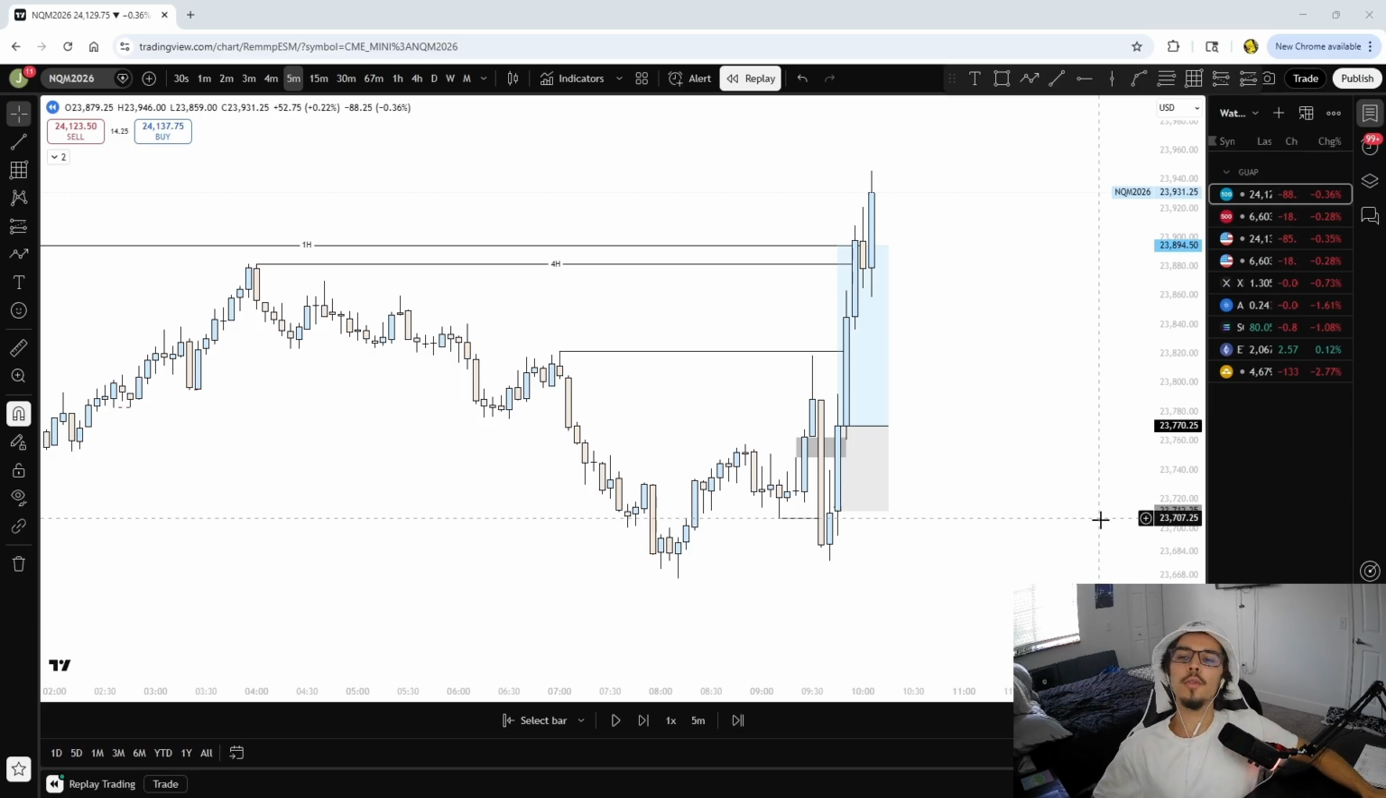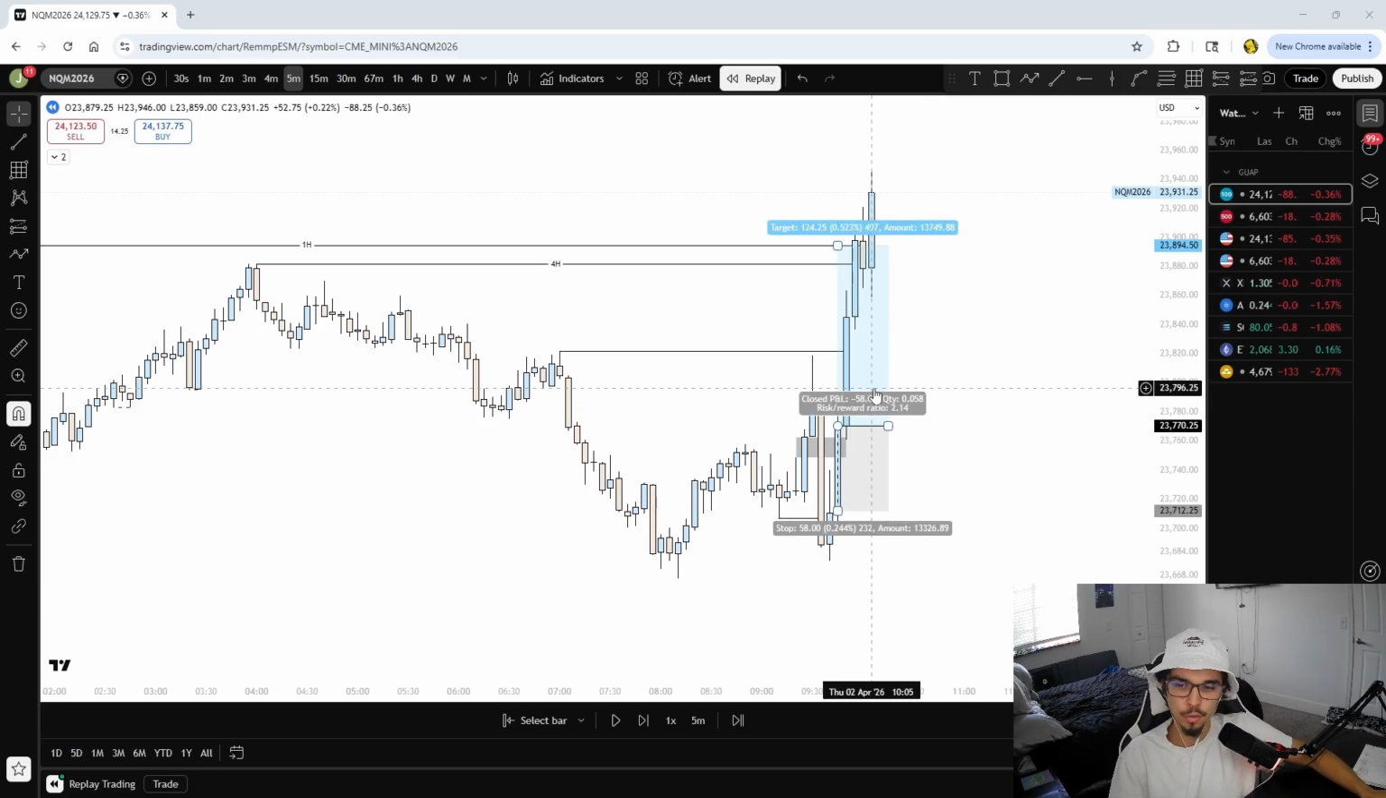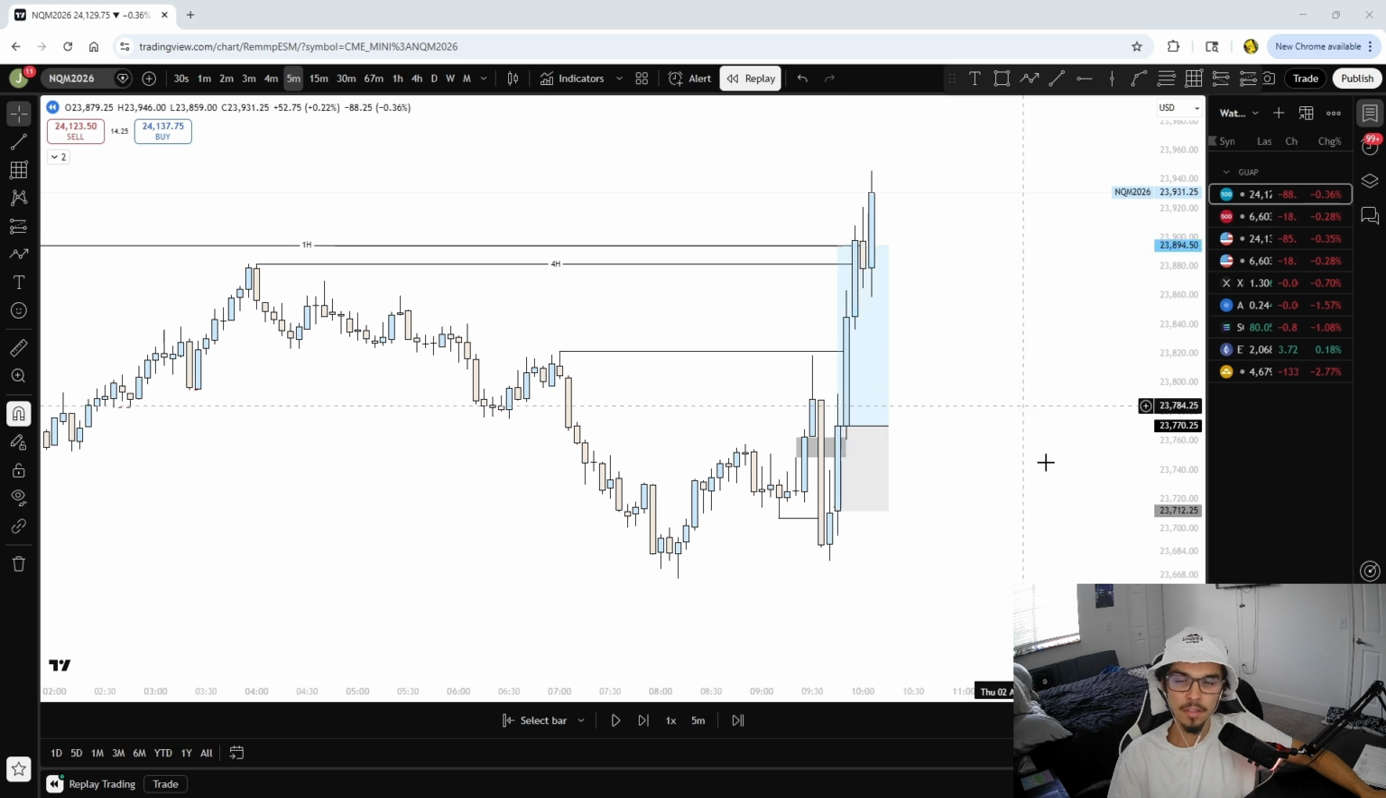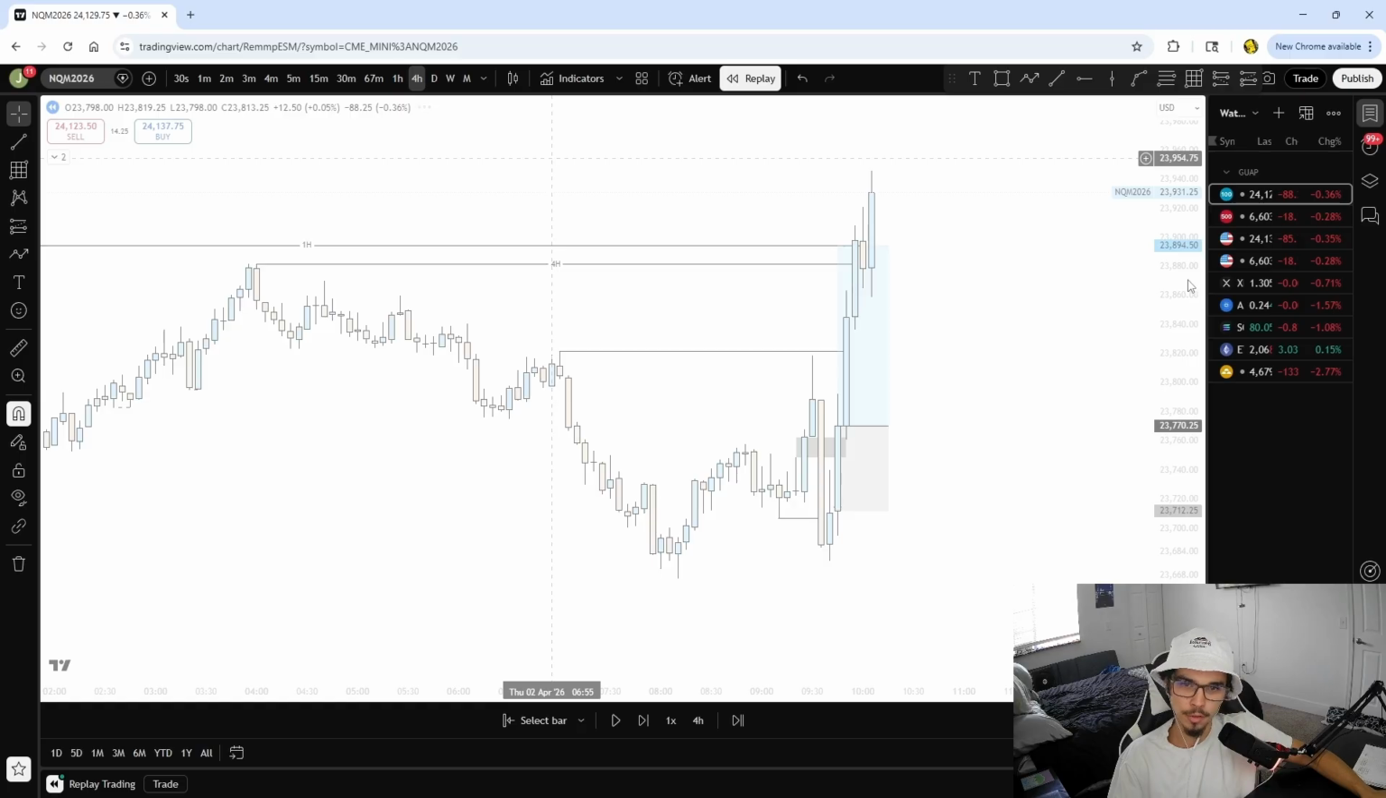So starting off with our entry models, this is the exact trade I took on Thursday, April 2nd, and I have an entire trade recap about this, and we'll go over why I wanted to take this trade. So first and foremost, let's start with our higher time frame narrative.